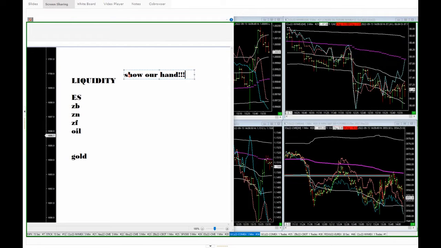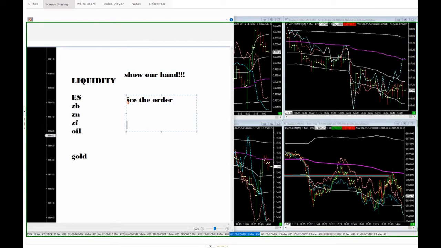So a lot of what we do in gold is what we would call, very simply, icing the order. We're going to ice the order. So what does icing the order mean? That means very simply that we hide the real size. We're going to hide the real size behind the order itself. In other words, we're going to try and do a refreshed order book as the price trades to our level.